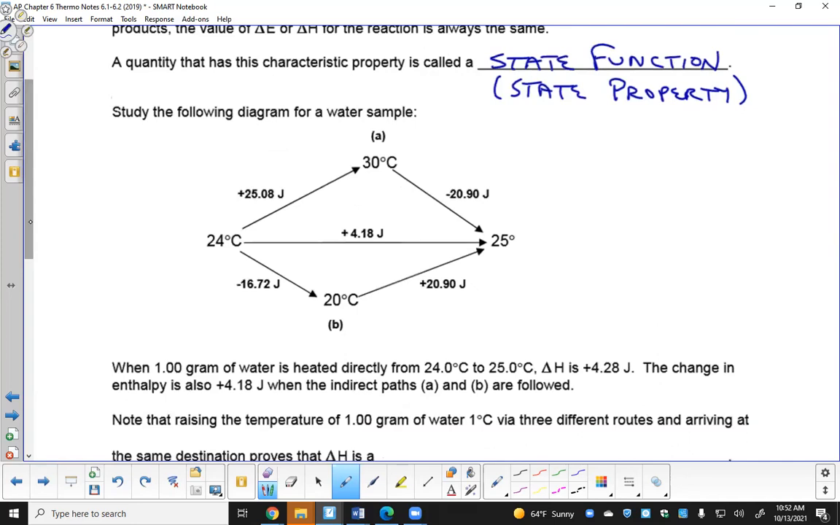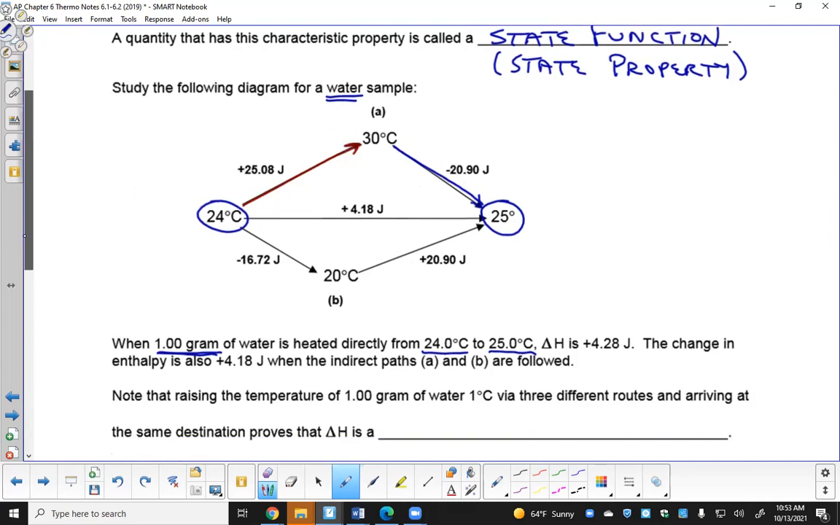So let's use water as an example for this. For a sample of water, where we have 1 gram of water, change the water from 24 degrees Celsius to 25 degrees Celsius. If you do that directly, heat the 1 gram, it would take 4.184 joules of energy to go from 24 up to 25 directly. But what if you took a different path? What if you first heated it from 24 up to 30? That takes 25.08 joules of energy. And then you cooled it from 30 down to 25, that releases 20.9 joules of energy. And how much energy did it take? Well, you absorb that much, you release that much, and the difference is still 4.18 joules of energy, even though you took a different path to go there.